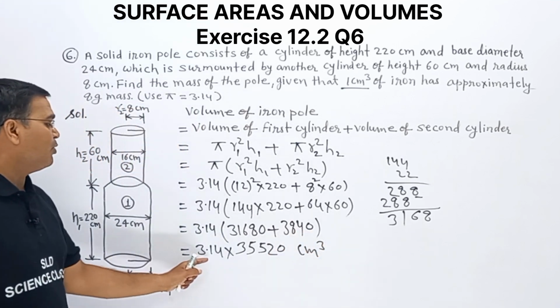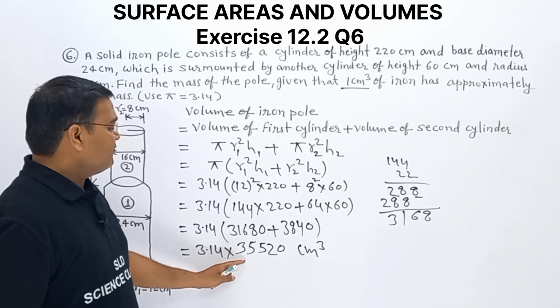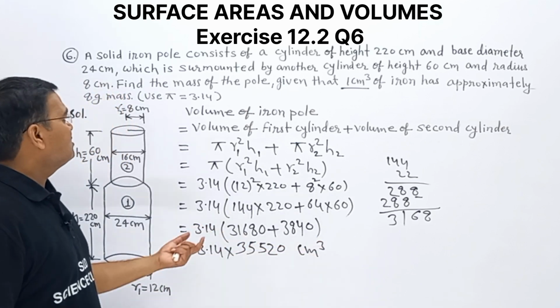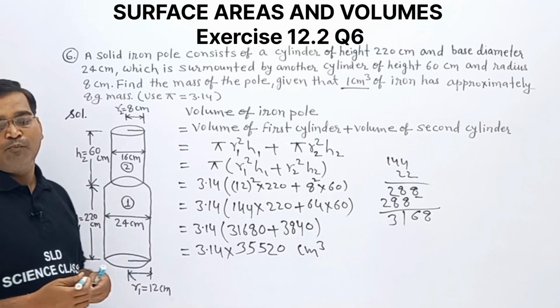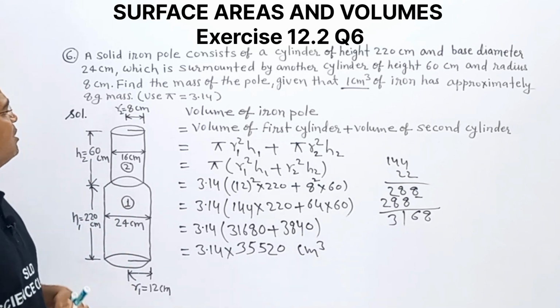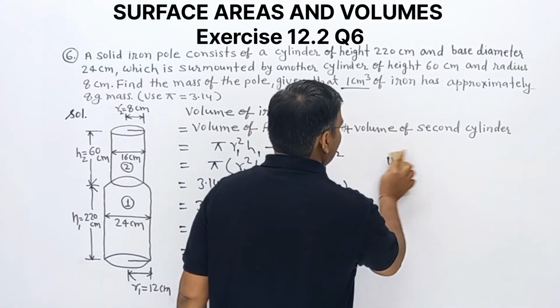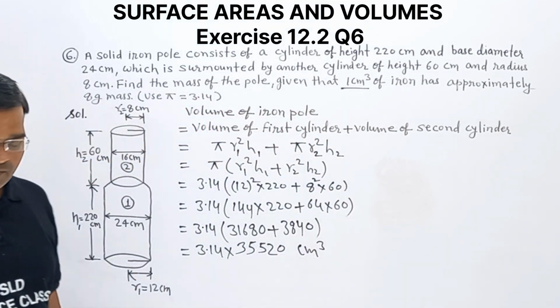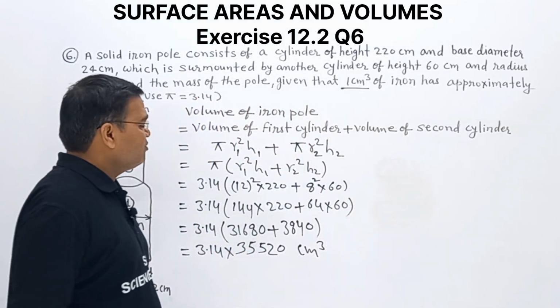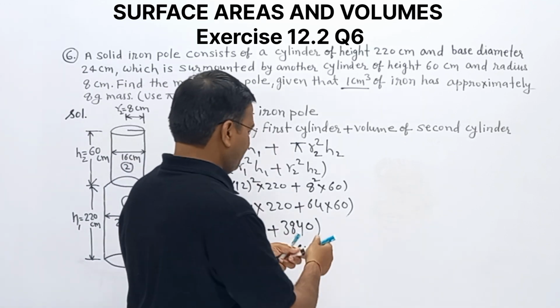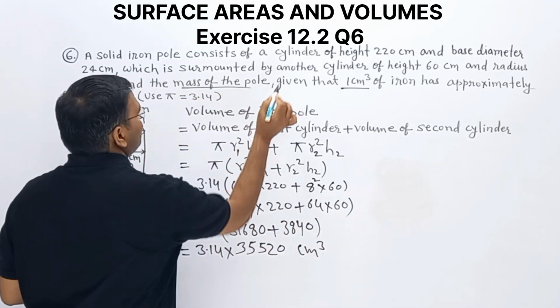This is 3.14 into 35,520 centimeter cube. This is the volume of this iron pole, but we require the mass of the pole. Mass of the pole we want to calculate. So observe, it is not necessary to multiply this one because we require the mass of the pole. What we want? Mass of the pole.